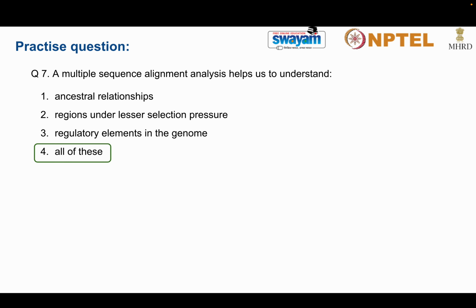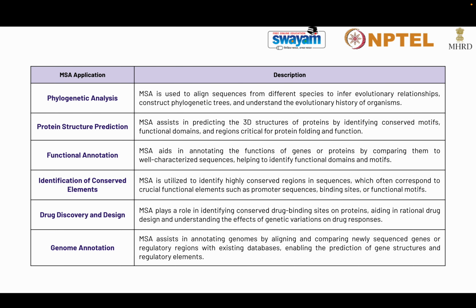Okay, so the correct answer is all of these. You can study all these things by using multiple sequence alignment, that is ancestral relationships, the regions which are under lesser selection pressures, and the regulatory elements in the genome. So here I have provided you a few applications of multiple sequence alignment.